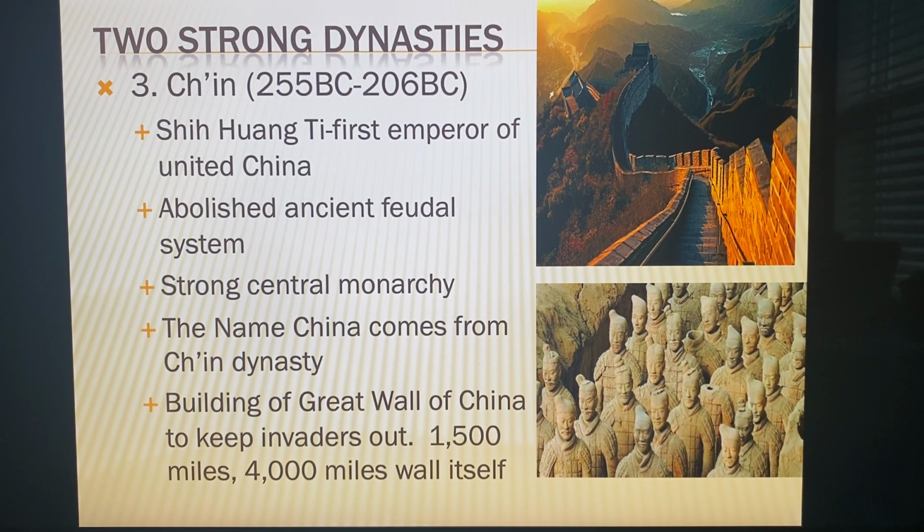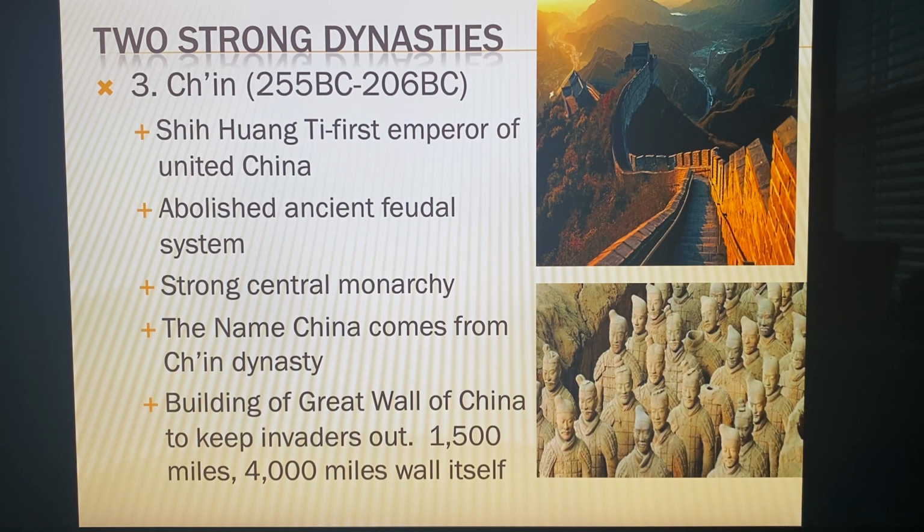Two strong dynasties came after this, and even though this one seems like a short time, 255 BC to 206 BC, it was a big one because they had the first emperor. His name was Qing Huang Ti. Qing Huang Ti was the first emperor of China. I remember when Adele pronounced that, but Qing Huang Ti. He abolished the ancient feudal system that they had with the families and said, basically, we're going to go by the emperor, and the emperor was kind of like a god type figure to them that they could worship. So they abolished the old family feudal systems, kings and monarchy, and developed a strong central monarchy with a king that was an emperor.